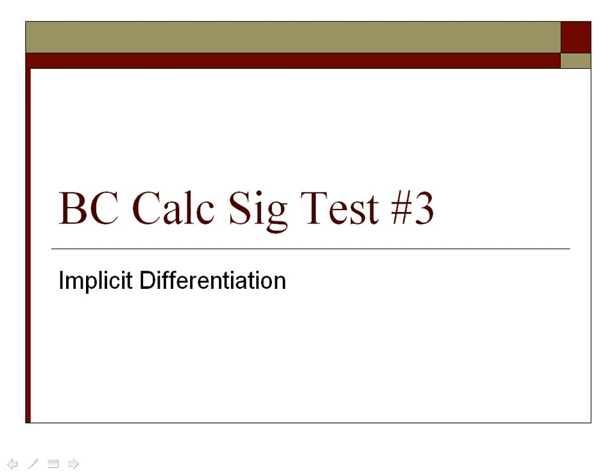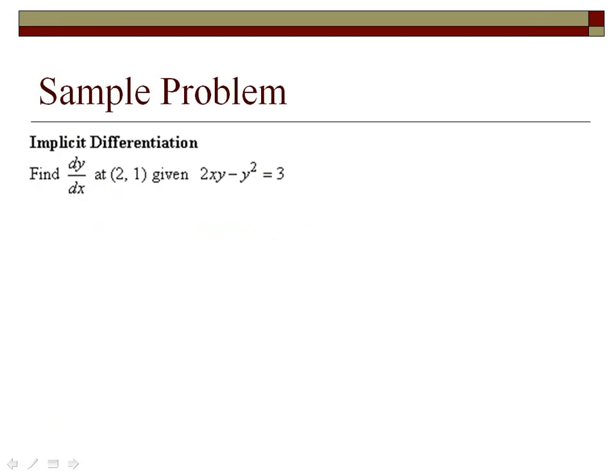Okay, topic number 3 is implicit differentiation. Remember, implicit differentiation is where you're taking derivatives with things other than simply x. Remember, sometimes we even have things like related rates. We use implicit differentiation. But usually it's going to be with x and y.